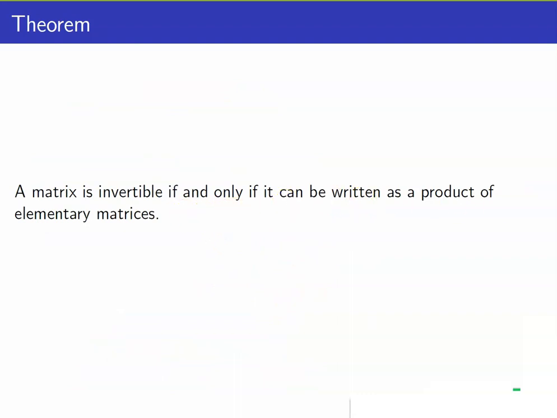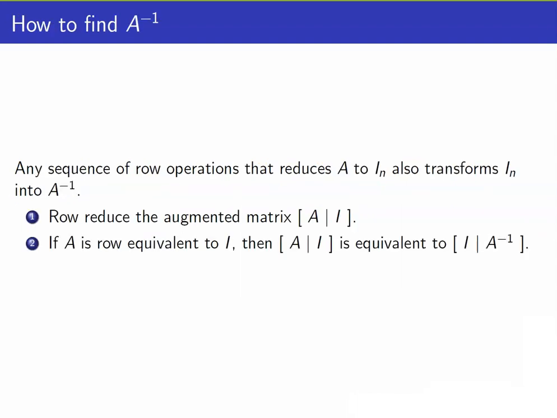Here is the theorem which summarizes what I've just said. A matrix is invertible if and only if it can be written as a product of elementary matrices. How do we find the inverse of A? Recall that in the previous theorem, I said that any sequence of row operations that reduces the matrix A to the identity matrix will also transform the identity matrix into its inverse. In order to keep track of the row operations, you can do that in a single step. All you have to do is augment the identity matrix with A. Then you row reduce A to get the identity matrix, and in the end, whatever you get here will be your inverse.